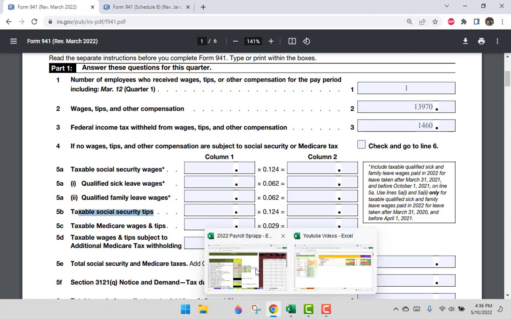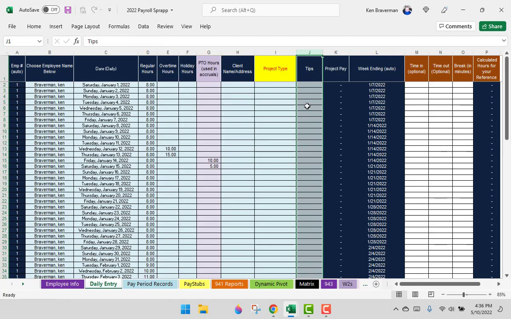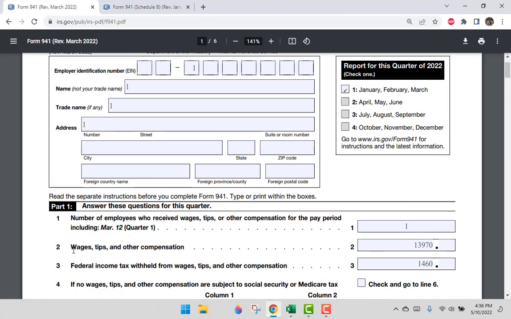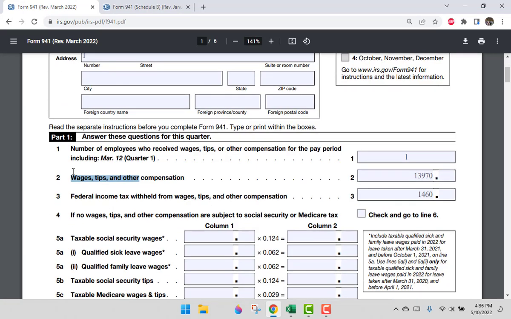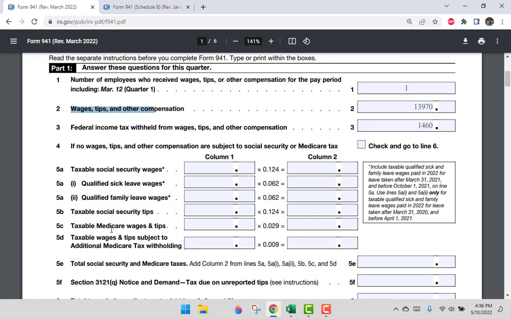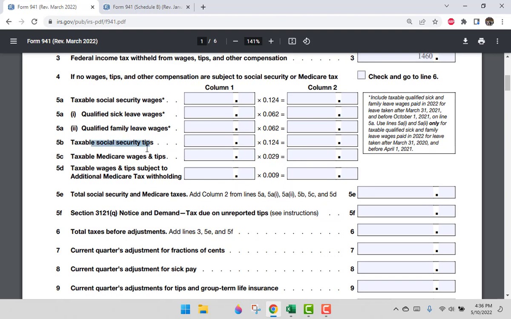I have a spot in the Excel file for this for tips right here under daily entry. So if it's a different type of compensation, this is that special tips. That's not other tips that's included in your other compensation right here. You don't want to double count and put your tips in both spots, because then you're going to pay double the tax, or double the Social Security, I guess, on it. Anyway, so that's what tips are.